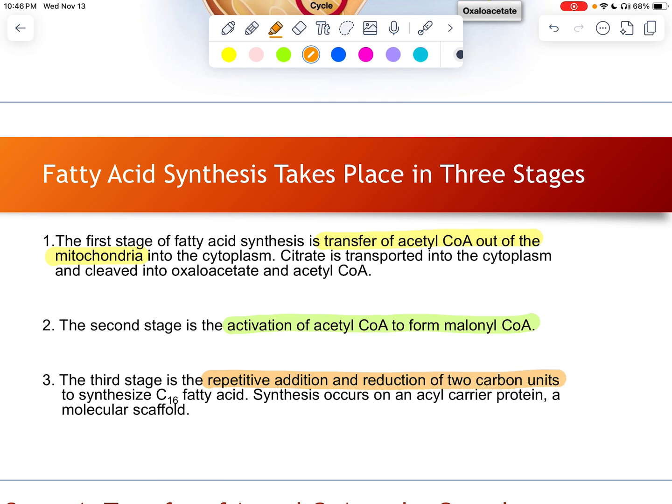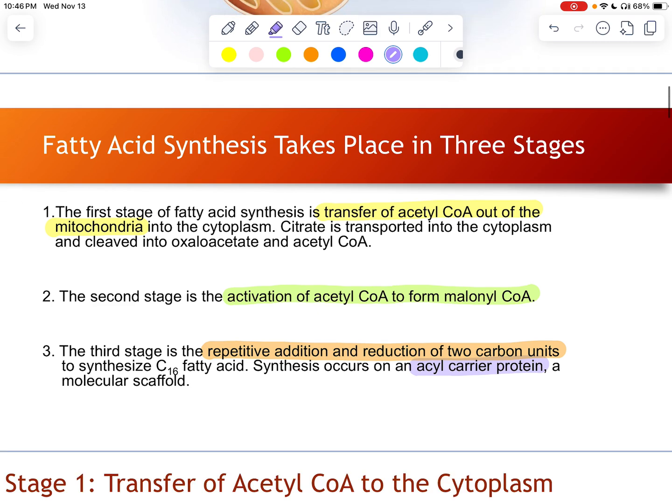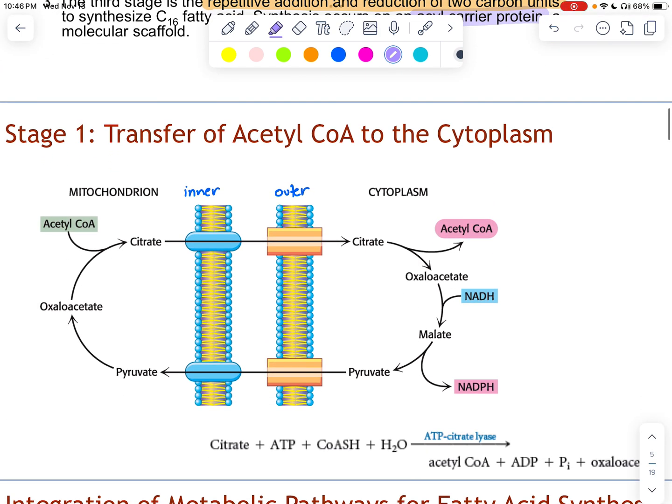Just like we broke down fatty acids 2 carbons at a time, we're going to build them up 2 carbons at a time. And synthesis is going to occur on what we call an acyl carrier protein. So we'll take a look at that. First, let's look at stage 1. Let's talk about this transfer of acetyl-CoA out to the cytoplasm.